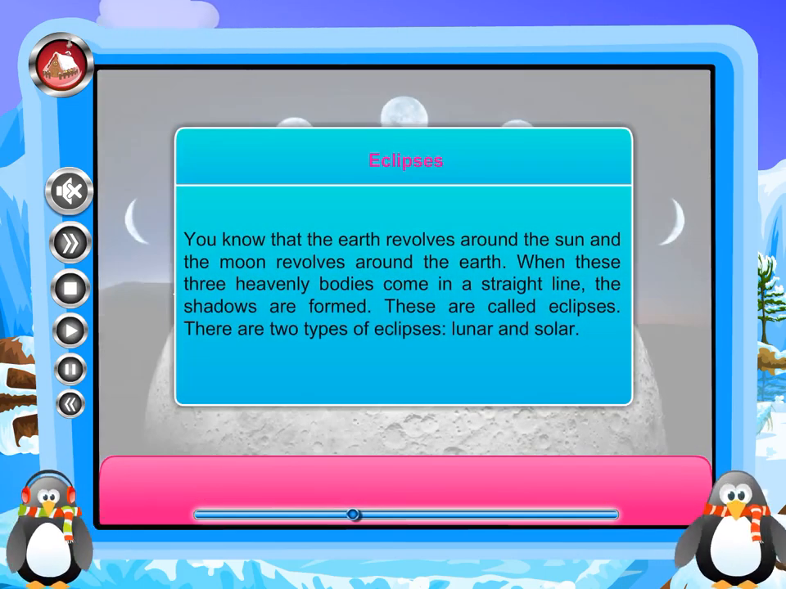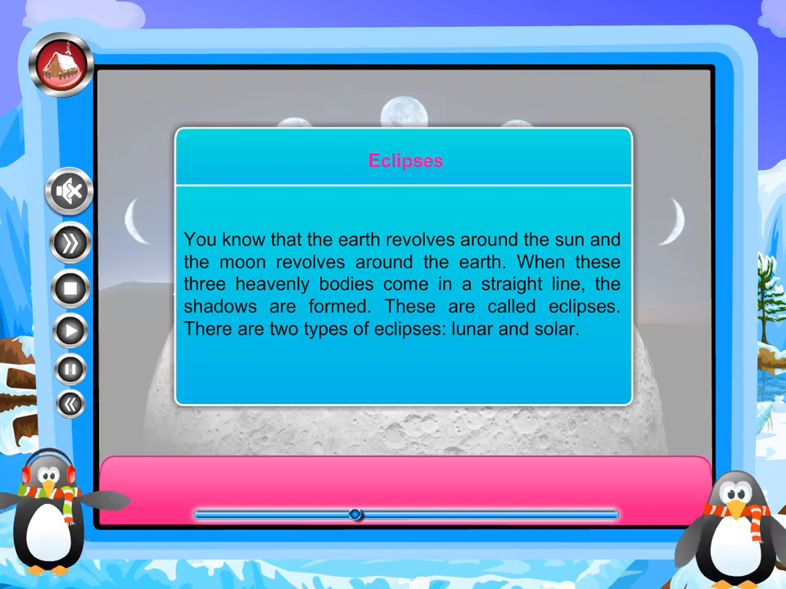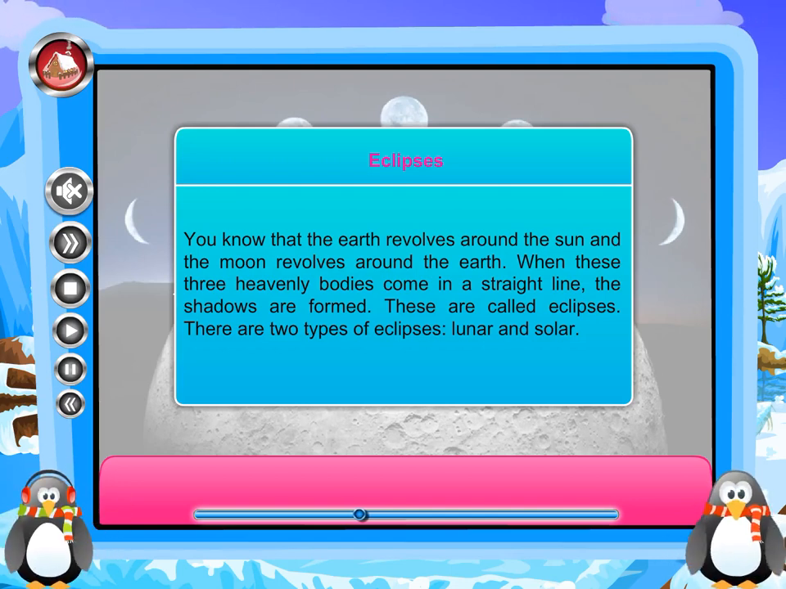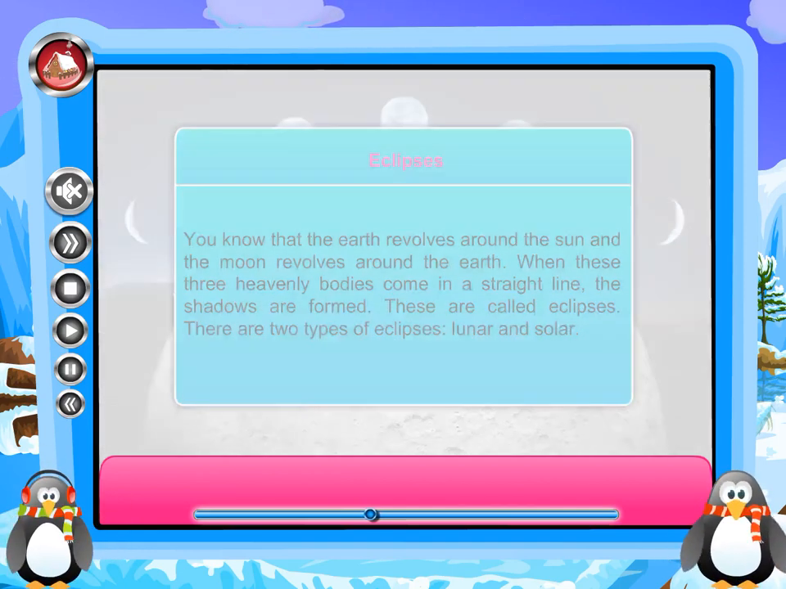Eclipses. You know that the Earth revolves around the Sun and the Moon revolves around the Earth. When these 3 heavenly bodies come in a straight line, shadows are formed. These are called eclipses. There are 2 types of eclipses, lunar and solar.